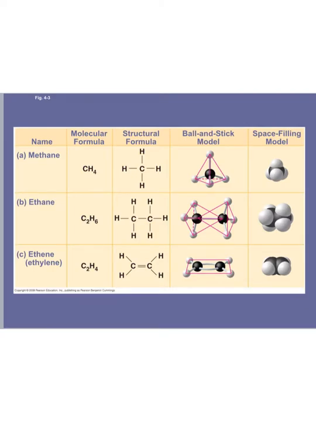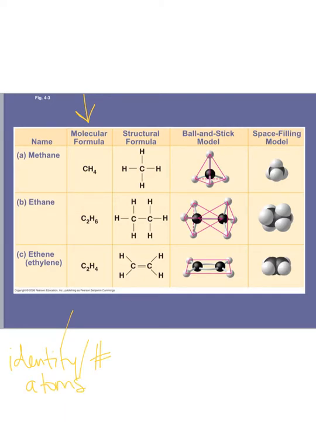All right, so let's talk about some of the ways that we represent these carbon structures. They all have names, and I'm not expecting you to memorize this chart, but I want you to understand that there are different ways that we represent carbon molecules. So we have the molecular formula. This tells us the identity and the number of the atoms that make up the compound.